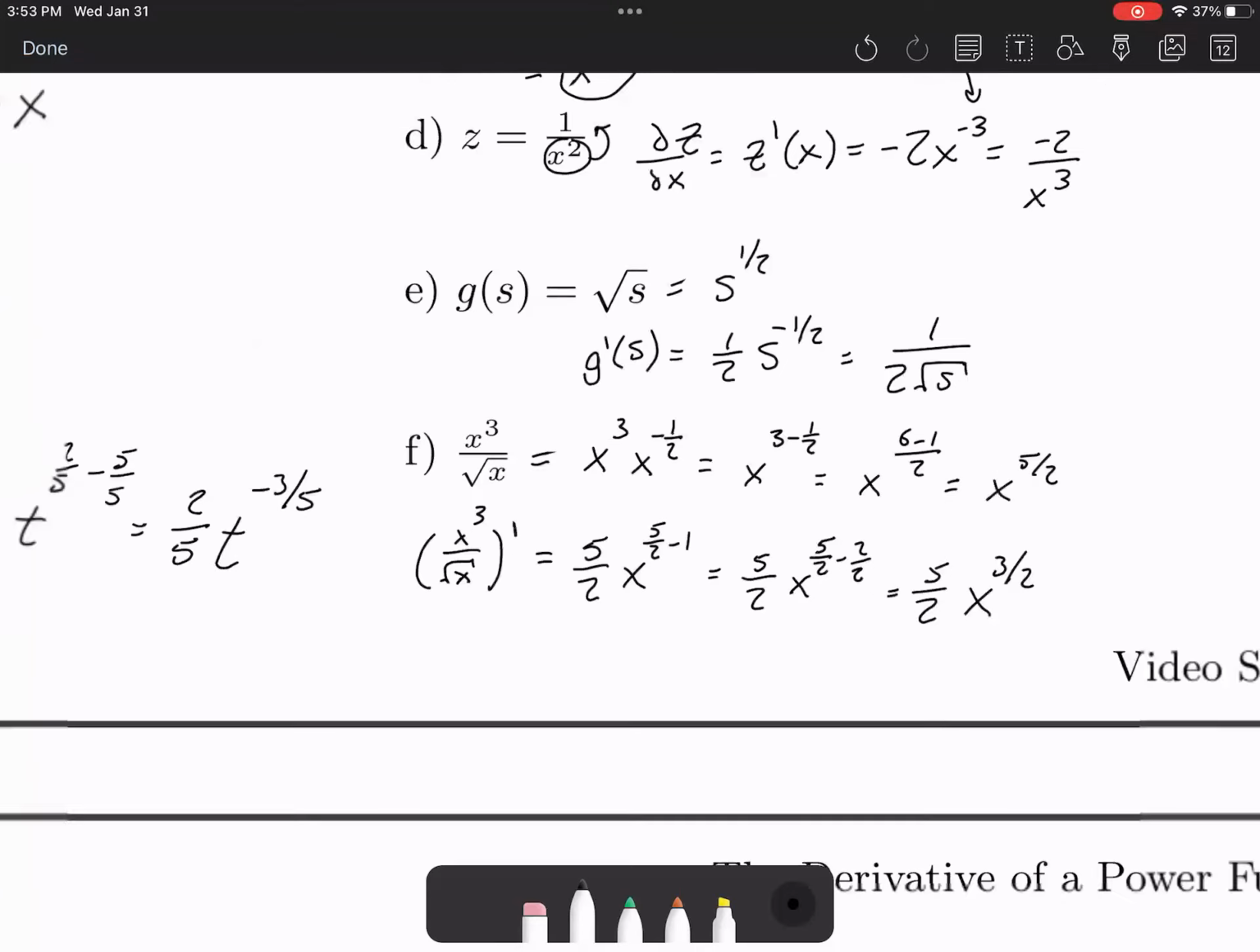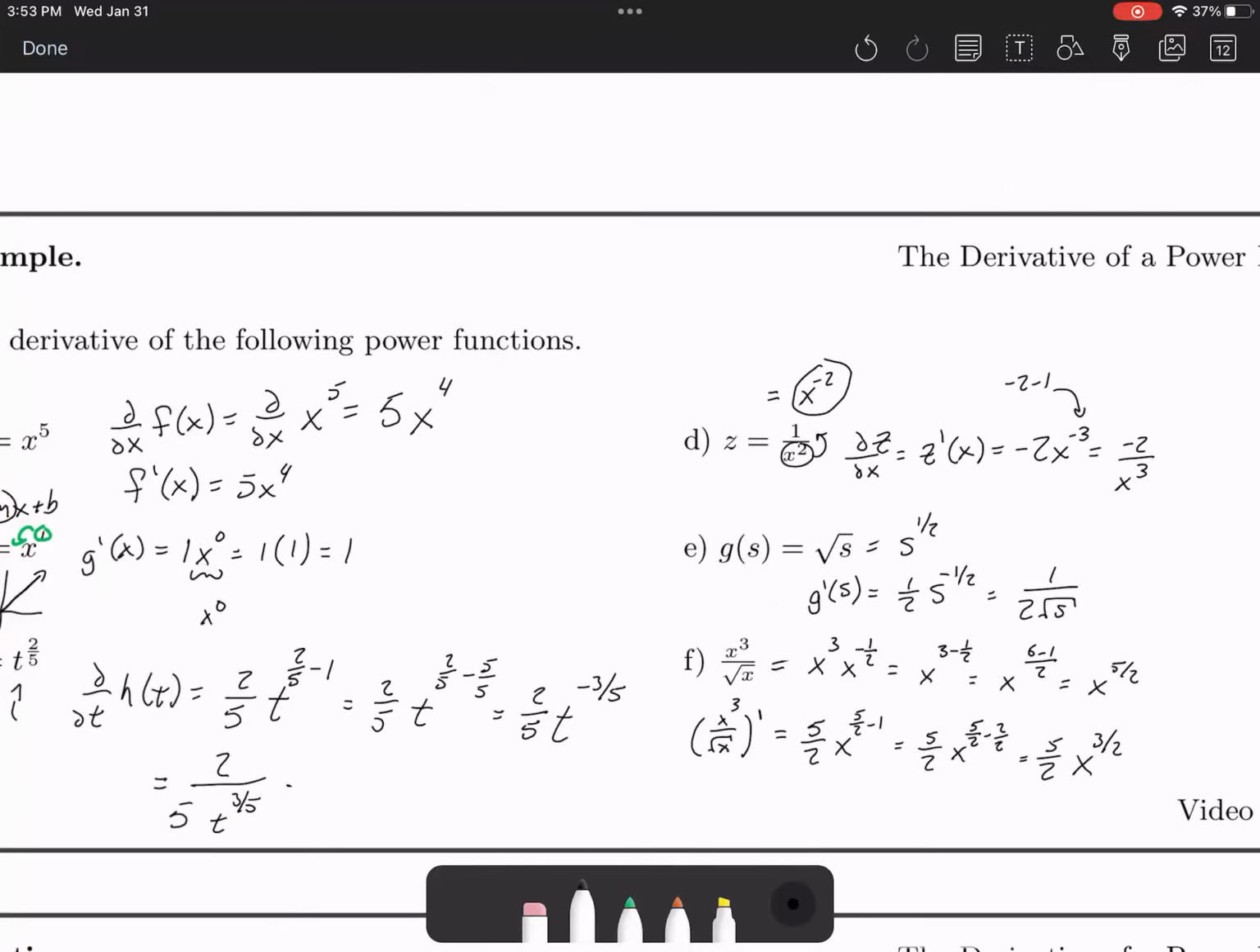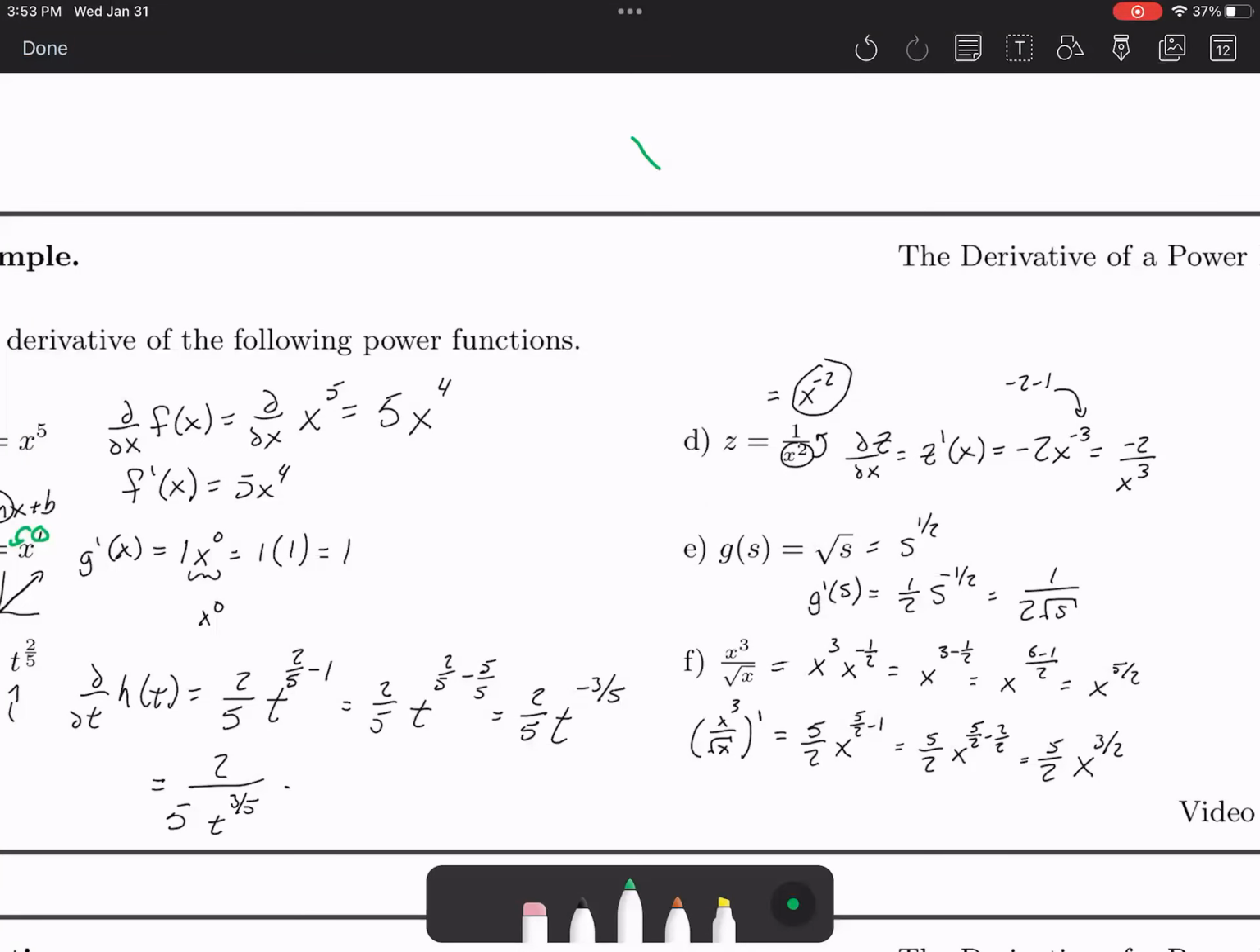Cool. So every single one of these problems was an instance of we have a variable raised to a power, and we're differentiating with respect to that variable. The power comes down in front, and your new power is 1 less.